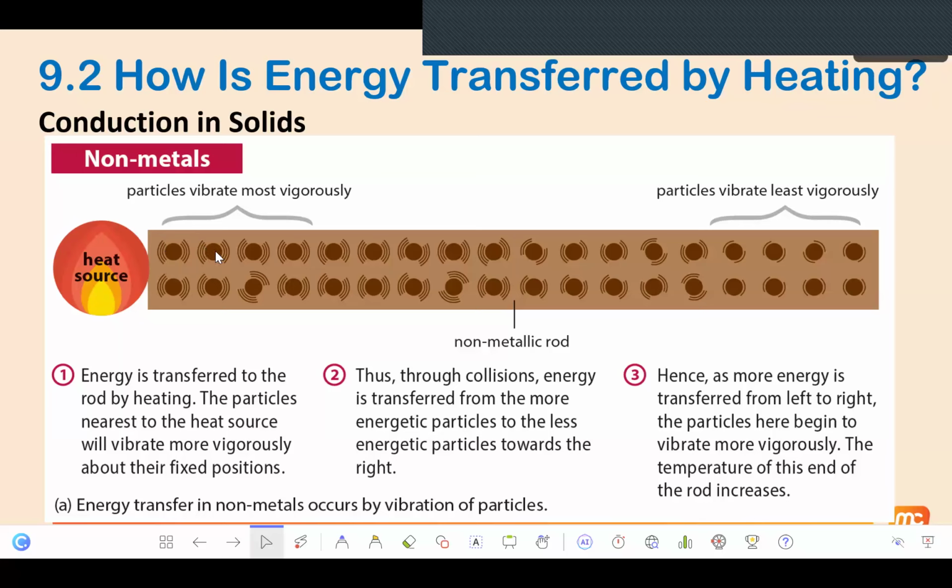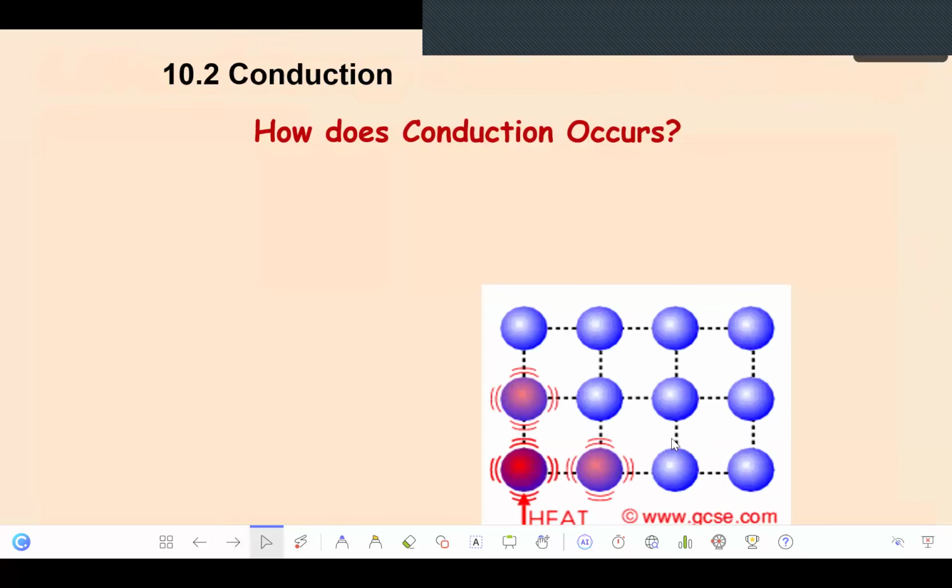Their less energetic neighbors will then start to gain kinetic energy and vibrate faster and faster, and the energy gets passed on through vibration all the way until it reaches the other end of the rod, and all the particles start to vibrate at the same rate. When they vibrate at the same rate, we say that they have the same kinetic energy and the same temperature. You can take a look at my GIF over here.